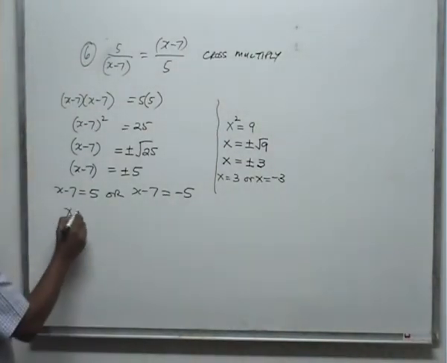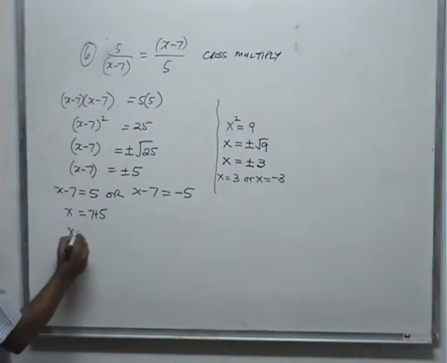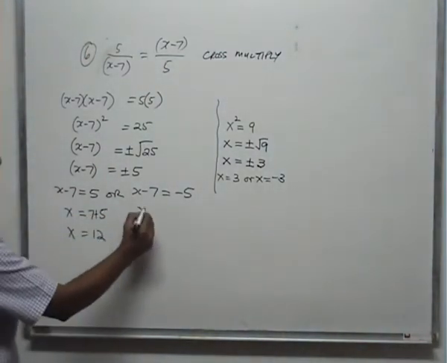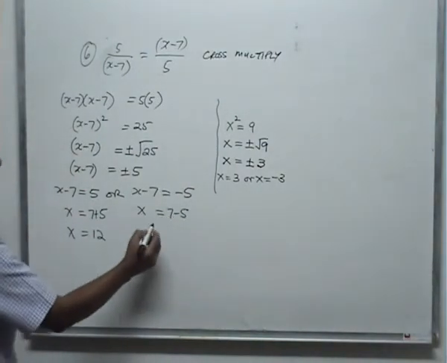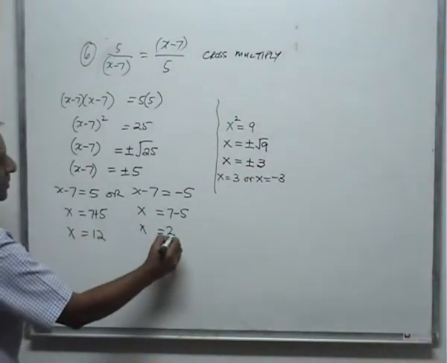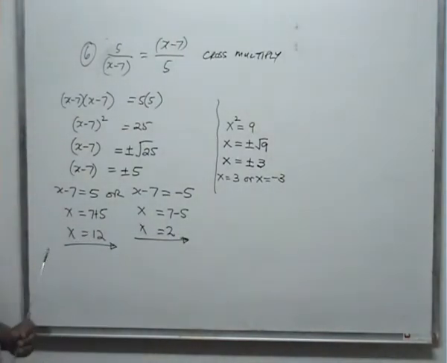So on this side you get x is equal to 7 plus 5, x is equal to 12. X is equal to 7 minus 5. If I take the 7 across, it becomes plus. X is equal to 7 minus 5, 2. So final answer x is 2, final answer x is 12.